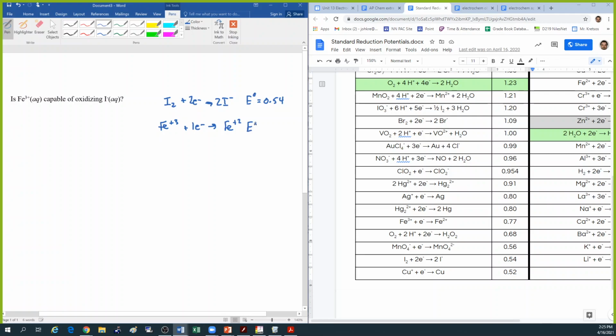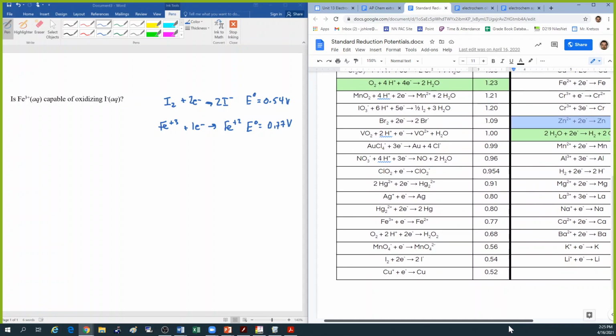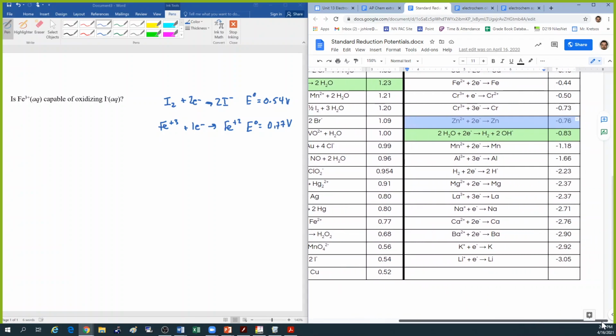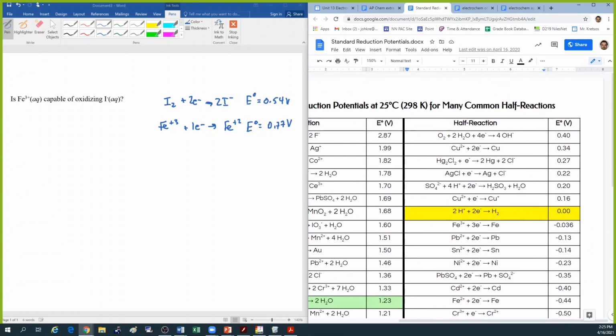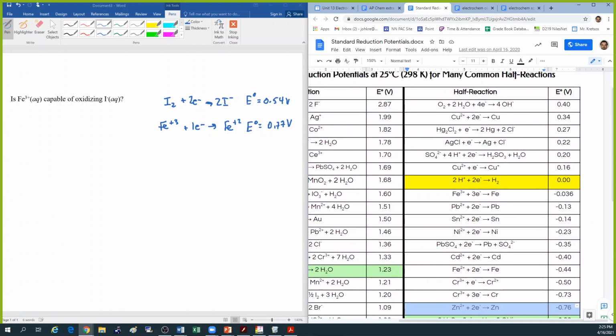And that reduction potential is 0.77. These are all in volts, the electrical unit of potential difference. Let's see if there's any other irons that might be of interest. Nothing. Oh, here's one. Here's an iron plus 3.